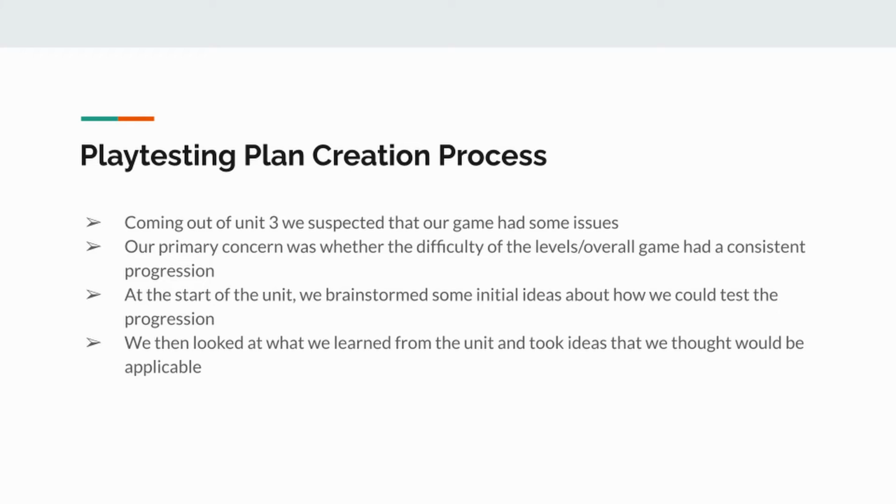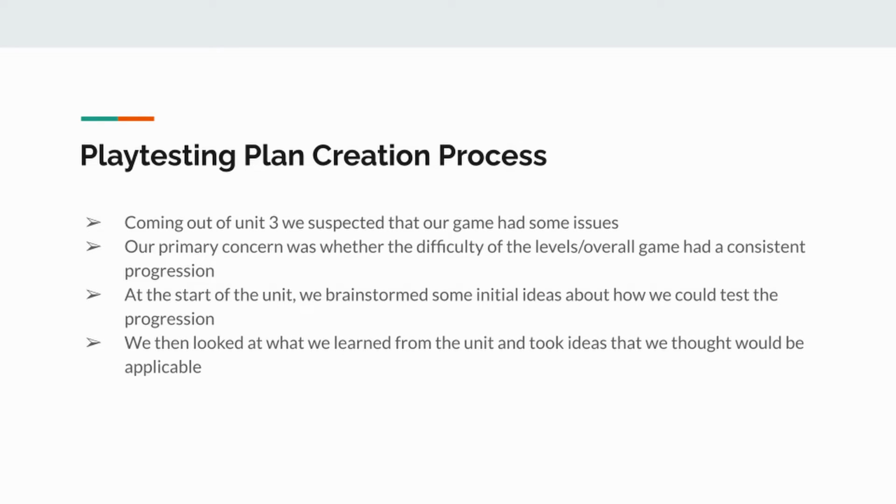Okay, and next is the playtesting plan creation process. So coming out of Unit 3, we suspected that our game had some issues. Our primary concern was whether the difficulty of the levels or the overall game had a consistent progression. We were thinking about this towards the end of Unit 3, before we even got to this unit. So it made sense to focus on that for this unit.